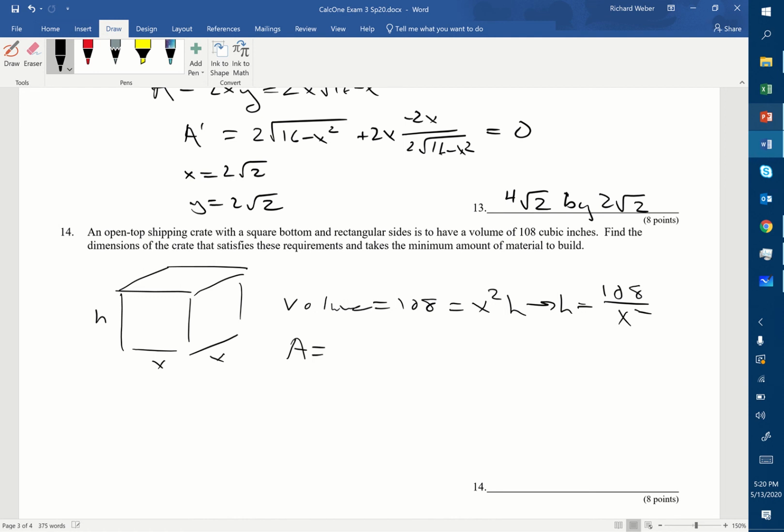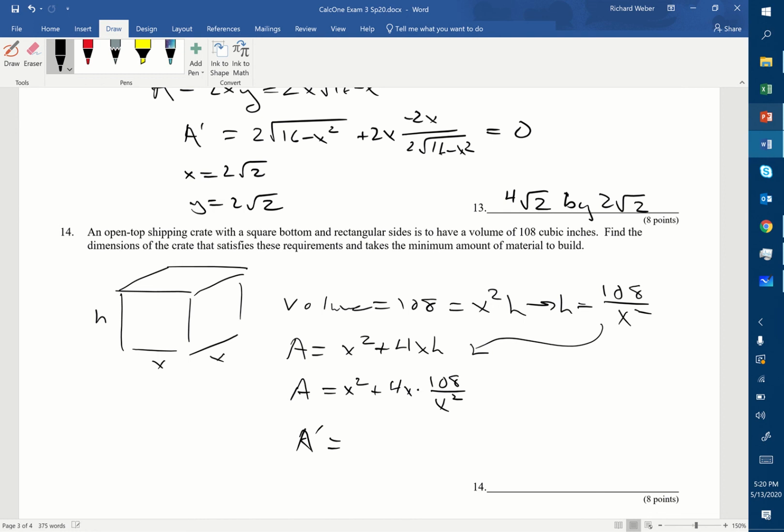Well, the surface area has a bottom, which is x squared, and it's got 4 sides. It's an open top, so it's just no top, but 4 sides. So it's 4x times h, okay? But then when you replace h, you end up with A is equal to x squared plus 4x times 108 over x squared.